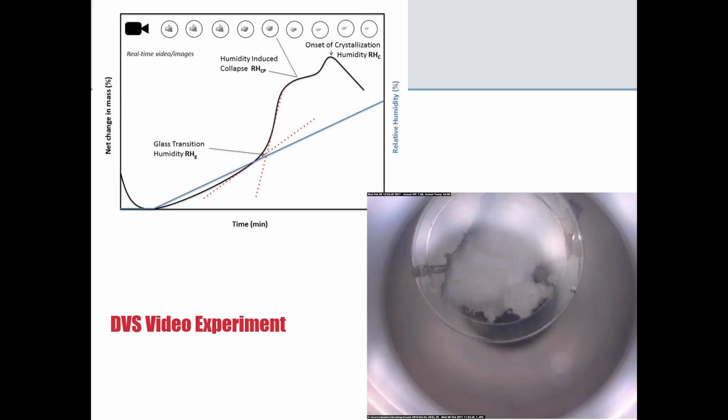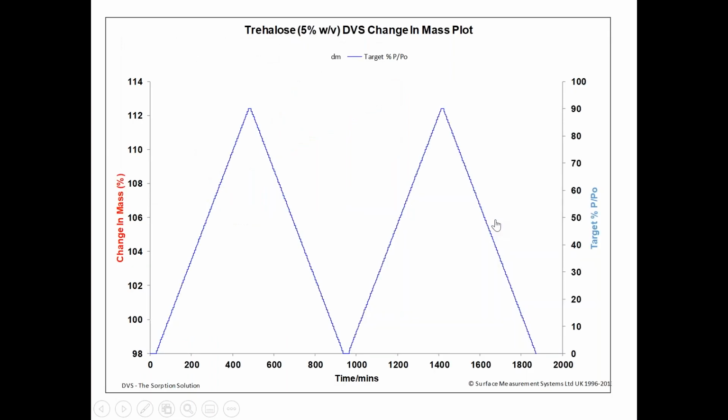So this just shows you a schematic. So we can see the sample pan is here. There is my sample. Just a piece of the freeze-dried cake. We are going to ramp up the humidity, and we're going to look for any mass changes, which can sometimes tell us about the Tg or crystallization. So that's the experiment. It's a video experiment on a small sample. That's shown there. So let's start with some simple experiments.